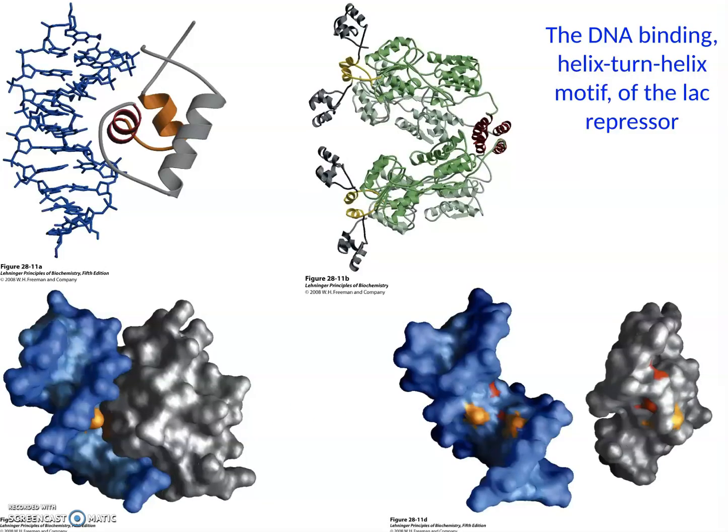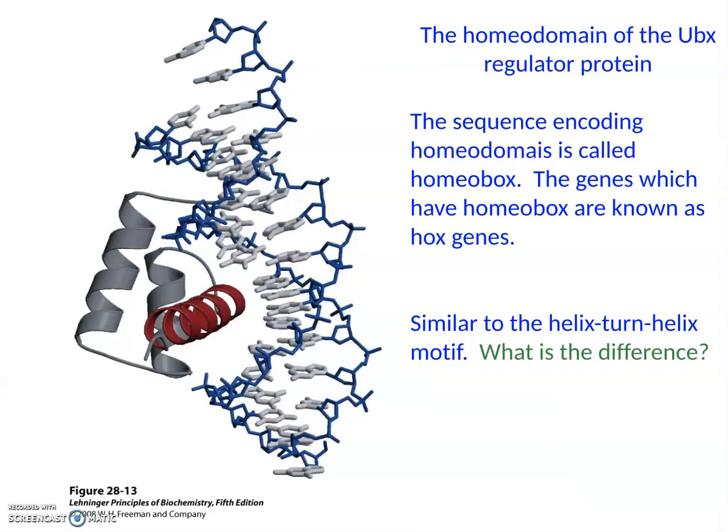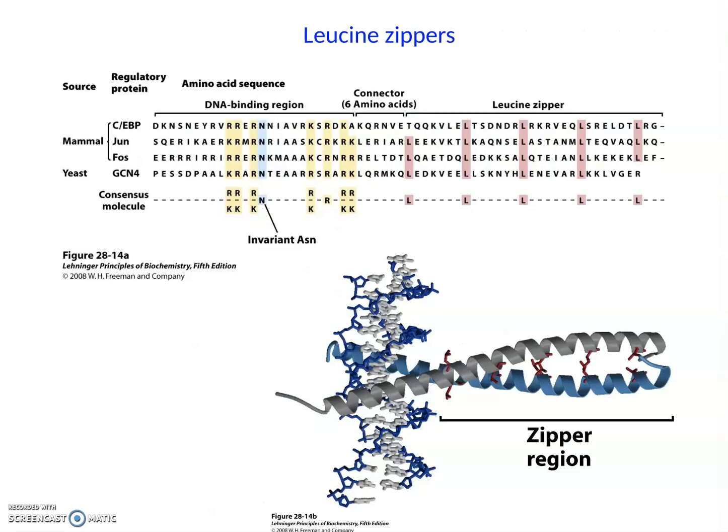Now we talked about the helix turn helix, we talked about zinc fingers, and we talked about the homeodomains. Now let's talk a little bit about the motifs that facilitate protein interaction. A great example to begin with is the leucine zipper. This is a protein that has two different binding motifs. With one part of its structure, the leucine zipper interacts with DNA. That's the DNA binding region.